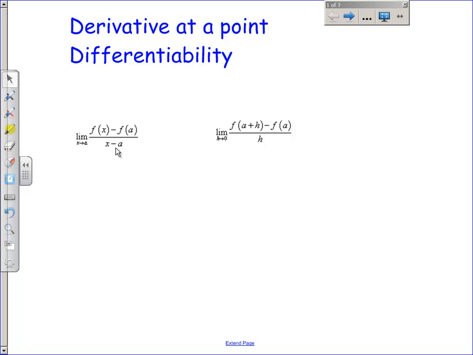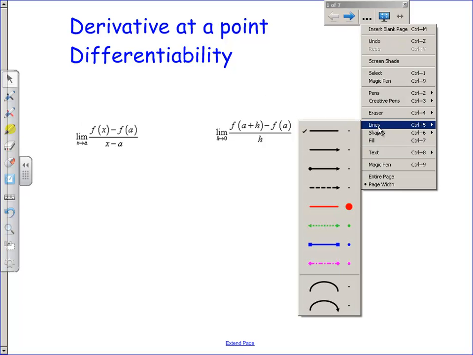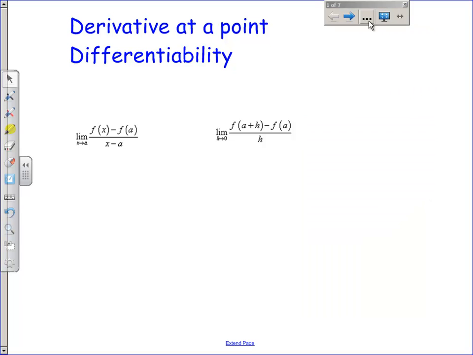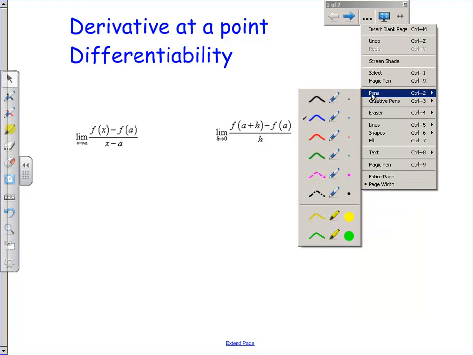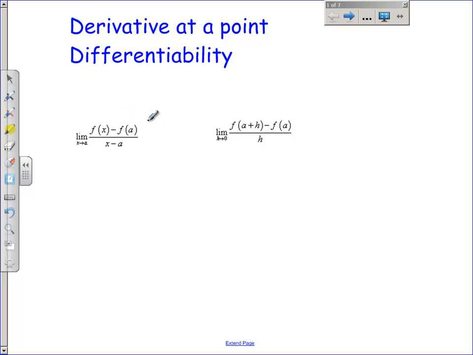Today we're going to look at two different forms of a derivative, but they still find a derivative. These forms are going to find a derivative at a specific point. They both do the same thing, but there's just two different forms. They're both the same process. They're a limiting value on a difference quotient.